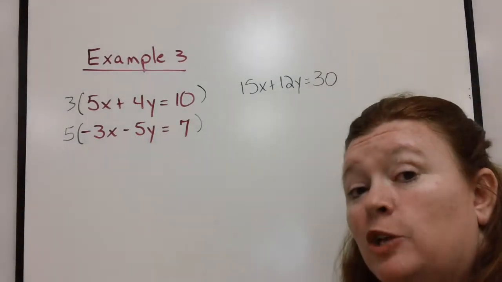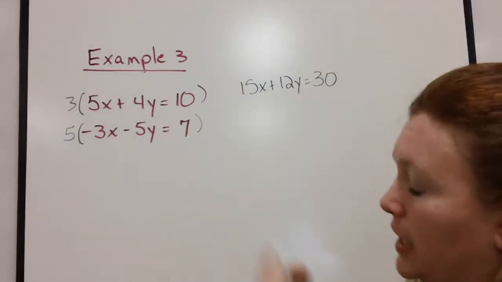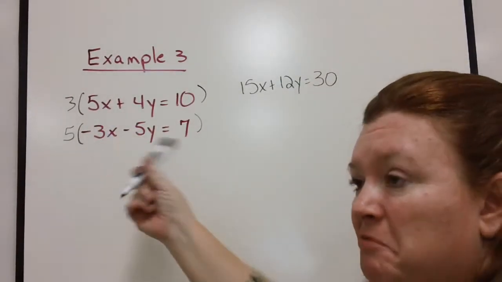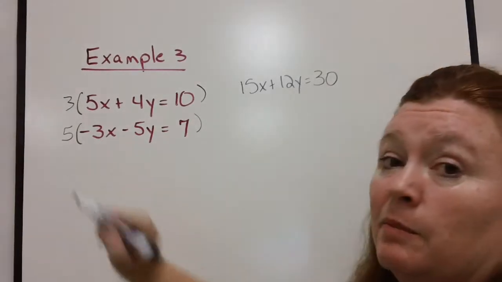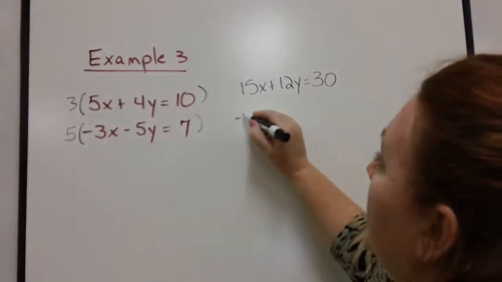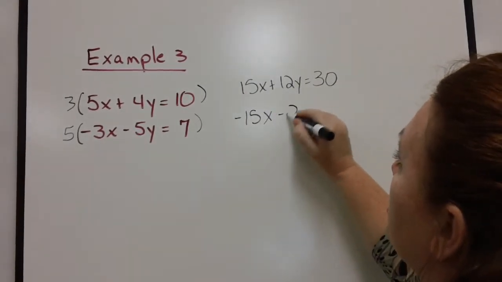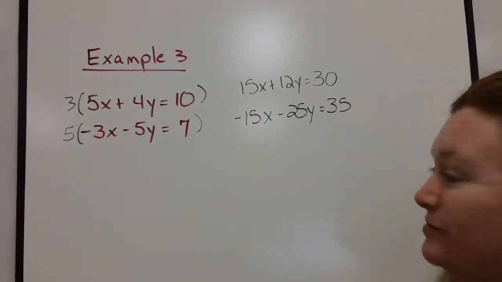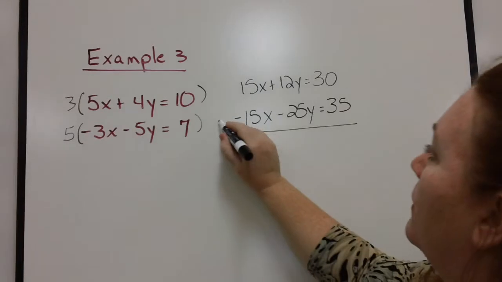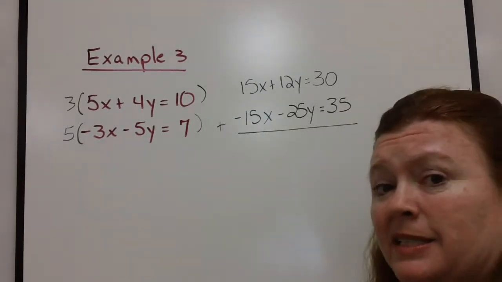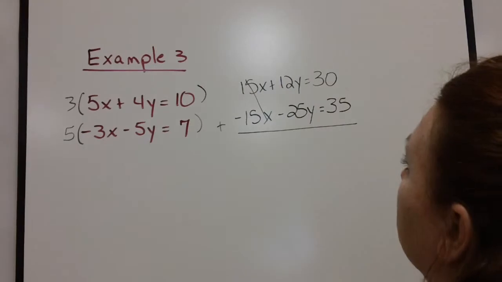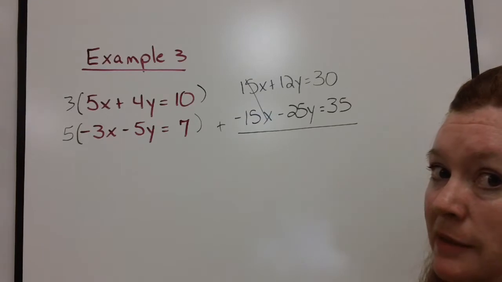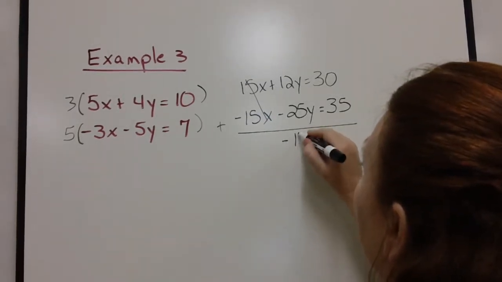Normally, I would say you have to multiply one equation by a positive and one equation by a negative. But since they are already one positive and one negative, I don't have to do that. Because multiplying by 5 is going to give me a negative 15x minus 25y equals 35. Yay! I can now add them. And guess what happens? The x's add up to 0. 12y minus 25y gives me a negative 13y.